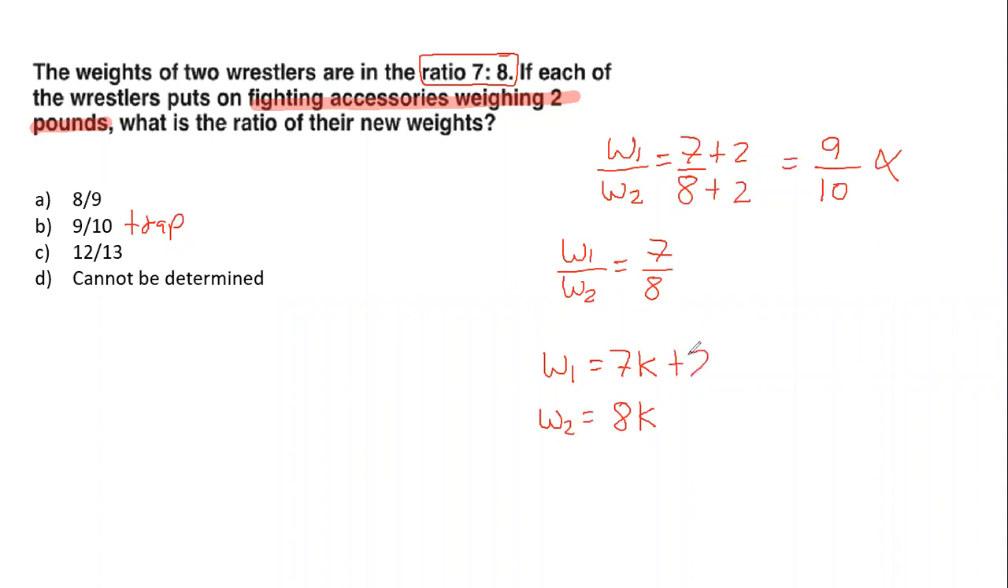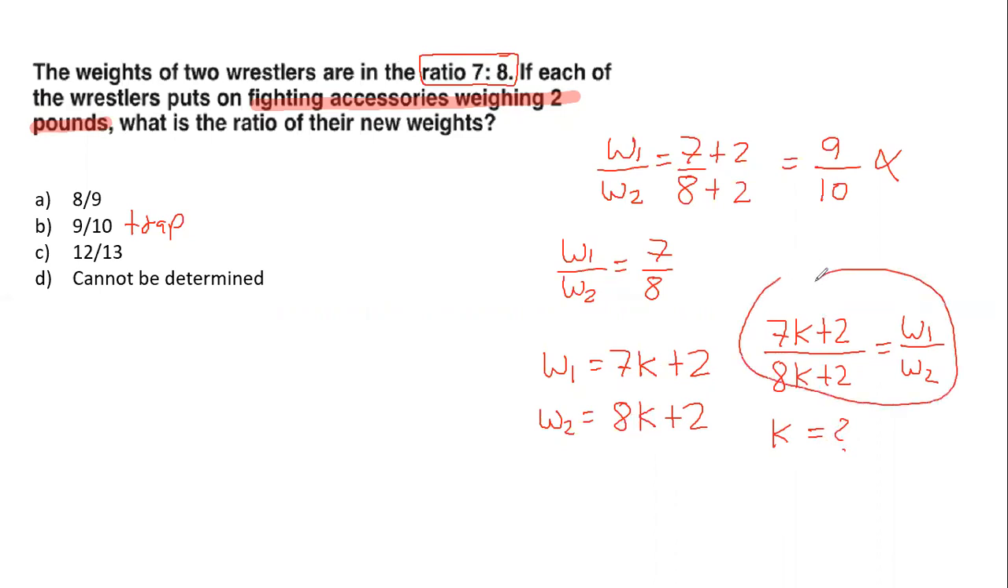Now I can say the first wrestler will actually weigh 7K plus 2 and the second wrestler will actually weigh 8K plus 2. So their new ratio will actually turn out to be 7K plus 2 over 8K plus 2. So that's actually their new ratio where K is a multiplier. Now, since the value of K is not known, can you figure out the new ratio?